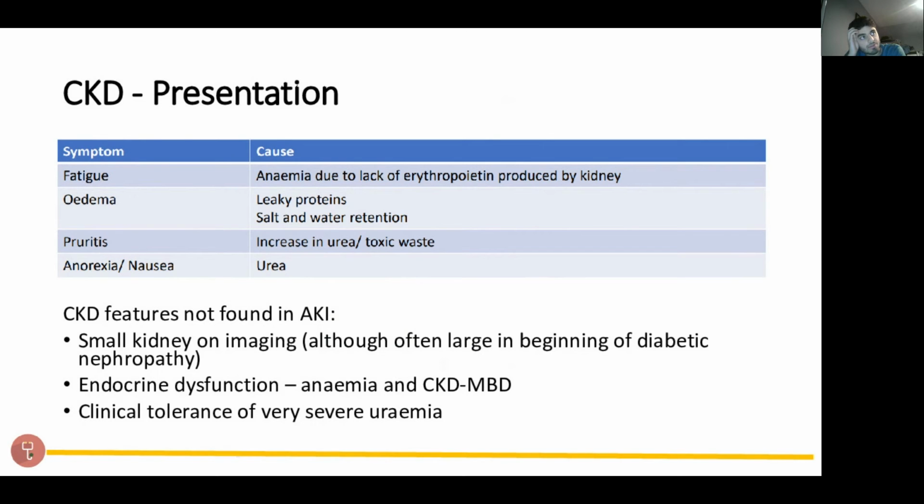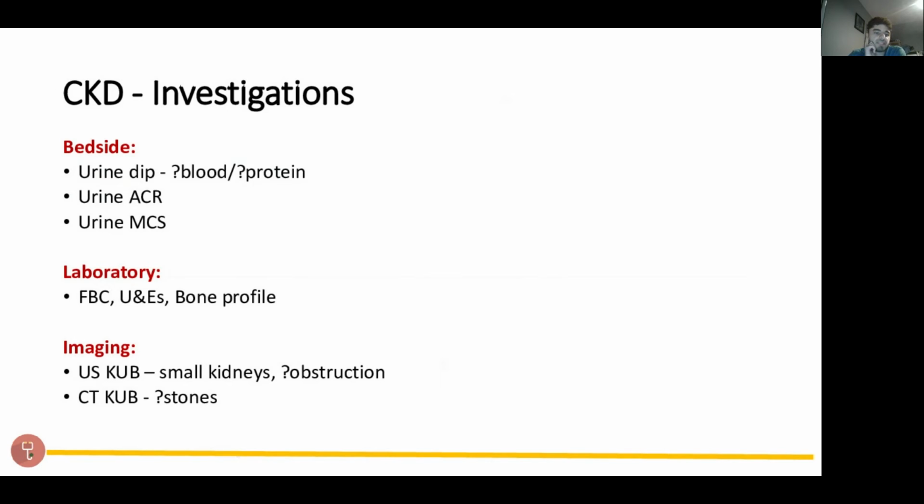The other thing is, if you have a patient with a urea of maybe 30, 40, it's sky high, and they're just chilling, no encephalopathy whatsoever, that's a sign that actually they've had this high urea for a very long time, and that is probably CKD. Investigations are very similar to what we said for AKI. I'm not going to go into them too much. Note the bone profile. We want to be looking at parathyroid hormone, calcium, etc., because that is a complication of CKD.